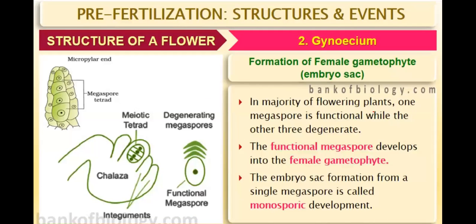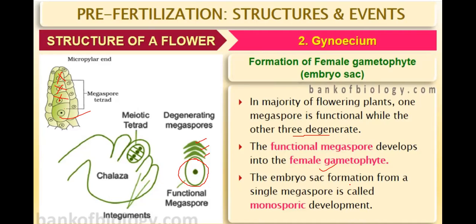In the majority of flowering plants, 1 megaspore is functional while the other three degenerate. So out of these 4, only 1 becomes functional and 3 will get what? Degenerate. So only 1 will be functional. The functional megaspore develops into the female gametophyte. So 3 will degenerate and 1 will become the functional megaspore.